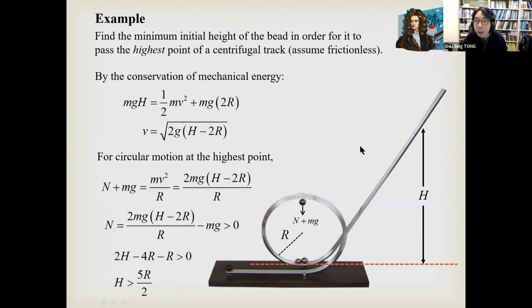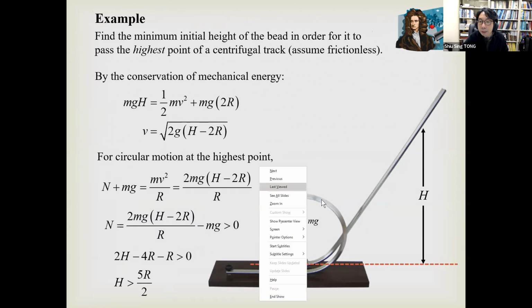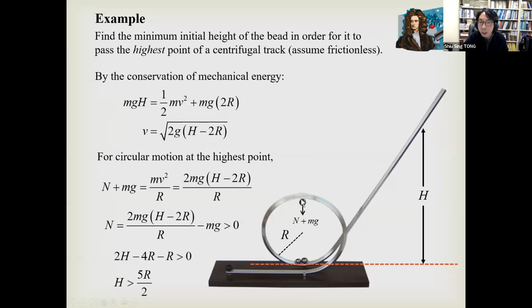And in the next lecture, I will show you a so-called centrifugal track, with a bead sliding down from a great height, and it goes through a circle here. And then I want you to find the velocity at the maximum height, and also the condition for the bead to go through the whole turning of the circle. Okay, so let's stop here.